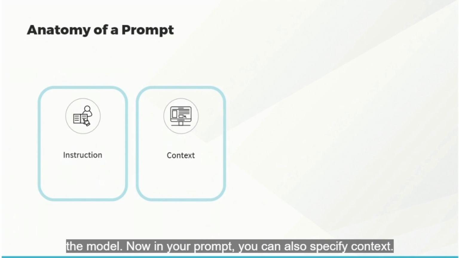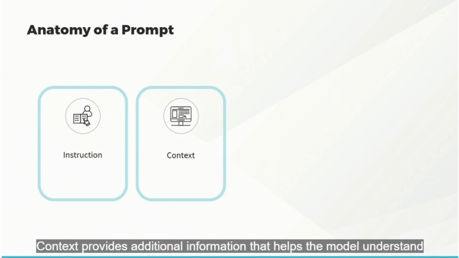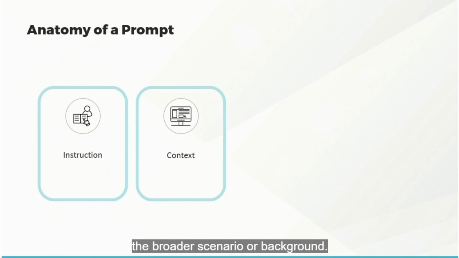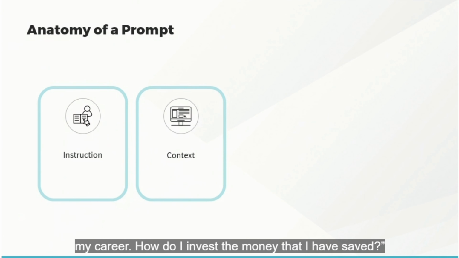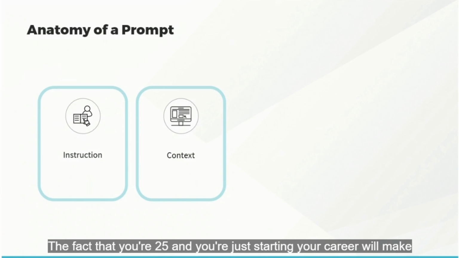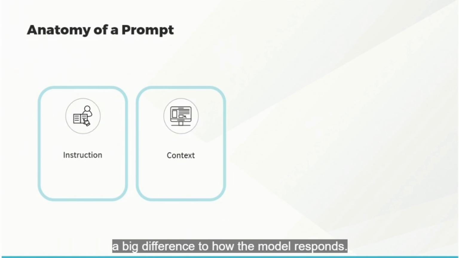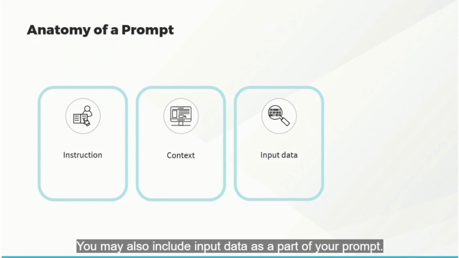Now, in your prompt, you can also specify context. Context provides additional information that helps the model understand the broader scenario or background. For example, you might say something like, "I am 25 years old, just starting off my career. How do I invest the money that I have saved?" The fact that you are 25 and you are just starting your career will make a big difference to how the model responds.